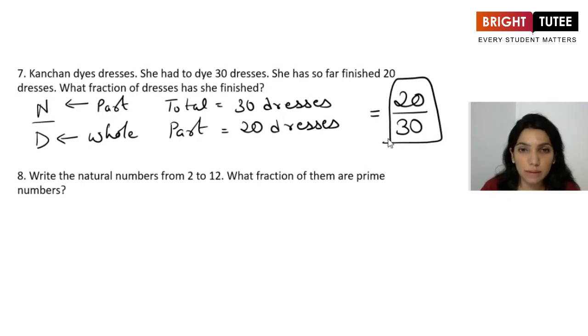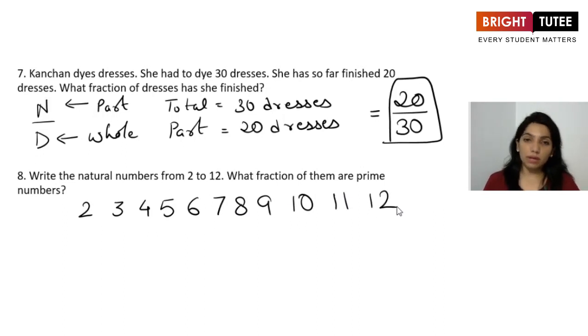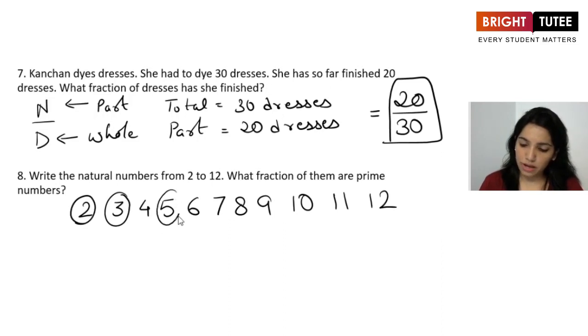Write the natural numbers from 2 to 12. What fraction of them are prime numbers? So let us write all the numbers from 2 to 12. So 2, 3, 4, 5, 6, 7, 8, 9, 10, 11 and 12. So what are prime numbers? Prime numbers are those which are divisible by only itself and 1. So 2 is a prime number, 3 is a prime number, 5 is a prime number, 7 is a prime number, 11 is a prime number.